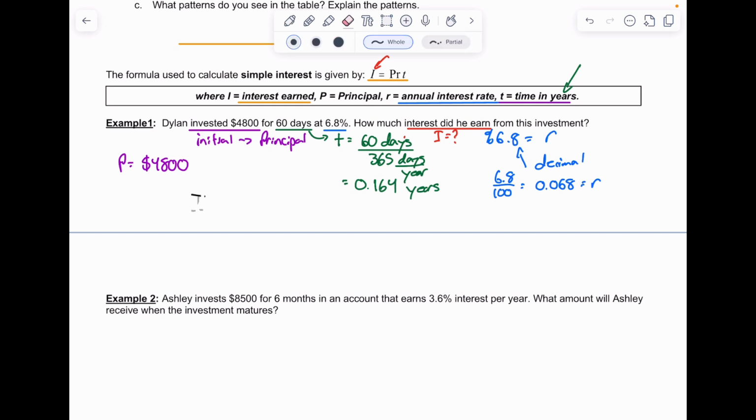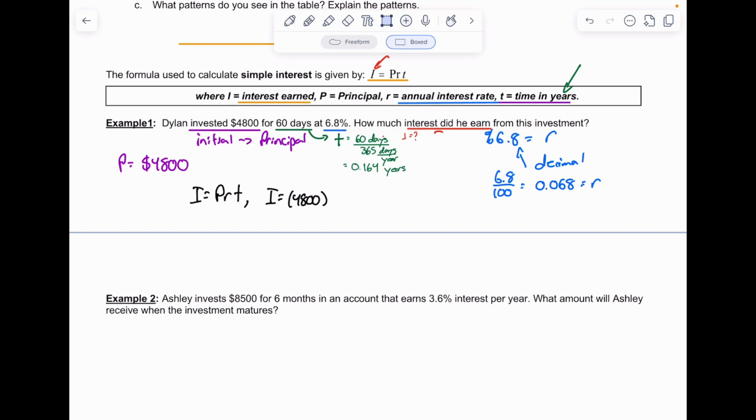So just put it all together. We have our formula, all right? I is equal to PRT. So then we are looking for I. Our principal was $4,800, multiplying that by, I should have written smaller here, let me just reduce the size right here, and call that I here. Okay, so 4,800, multiplying that by the rate, and our rate is right here, 0.068, just plugging that in. And then our time is right here, 0.164.